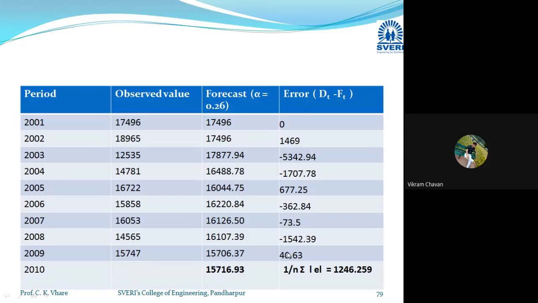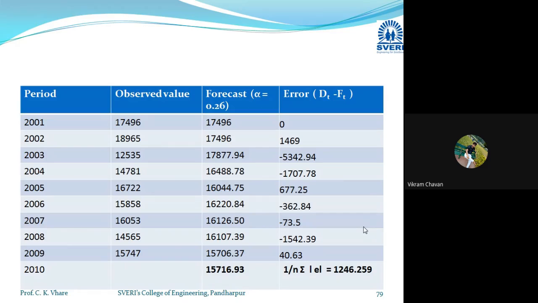After addition, we have to divide by the number of periods, that is 1 upon n. The number of periods is 9, so whatever value you get, just divide by 9. You will get a value near about 1246.259. Everyone is getting the same value, 1246.259. Abhishek is saying the same.